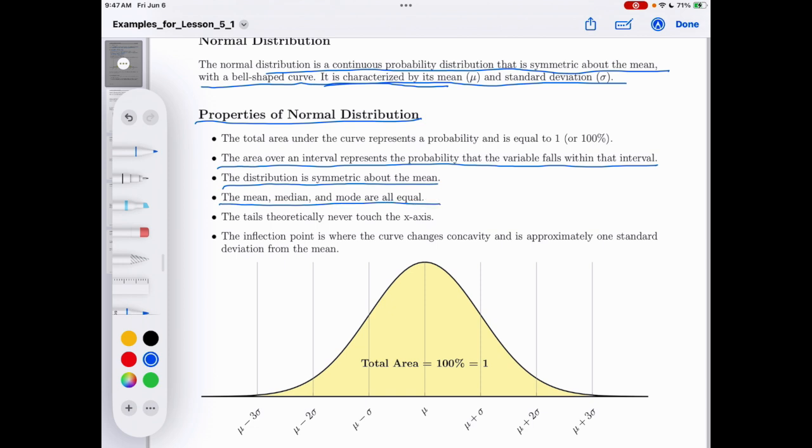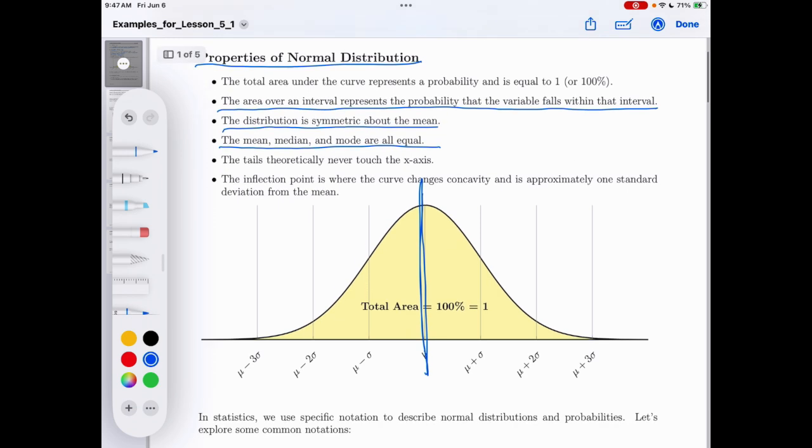The mean, median, and mode are all going to be equal. In the case where we have a normal distribution, because the graph is symmetric, it's not skewed to the right or left, it's not bimodal, it's symmetric, it has one peak in the middle, so all of the averages are going to fall right in the center and they're going to be the same.